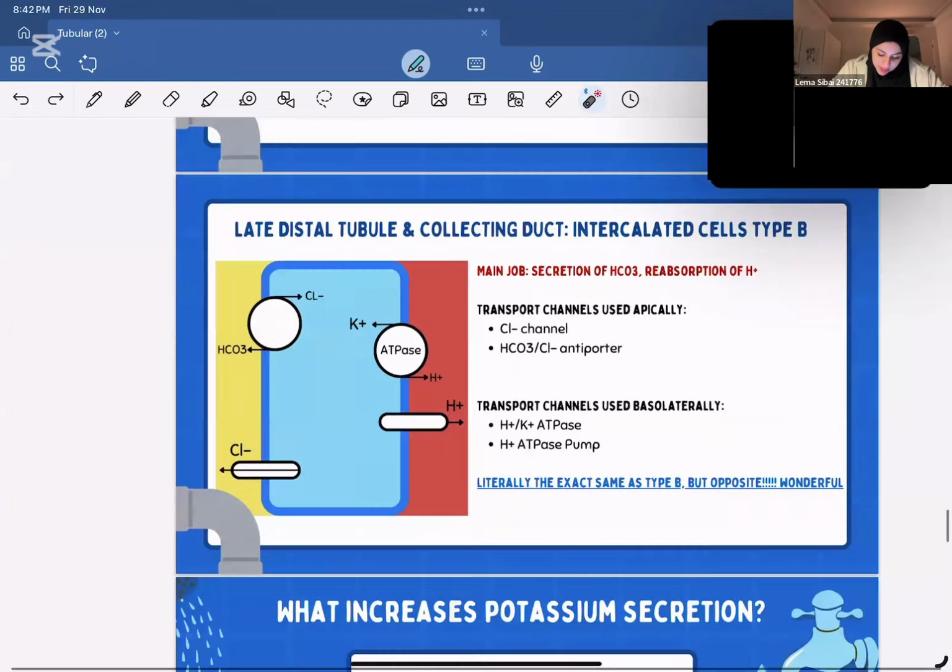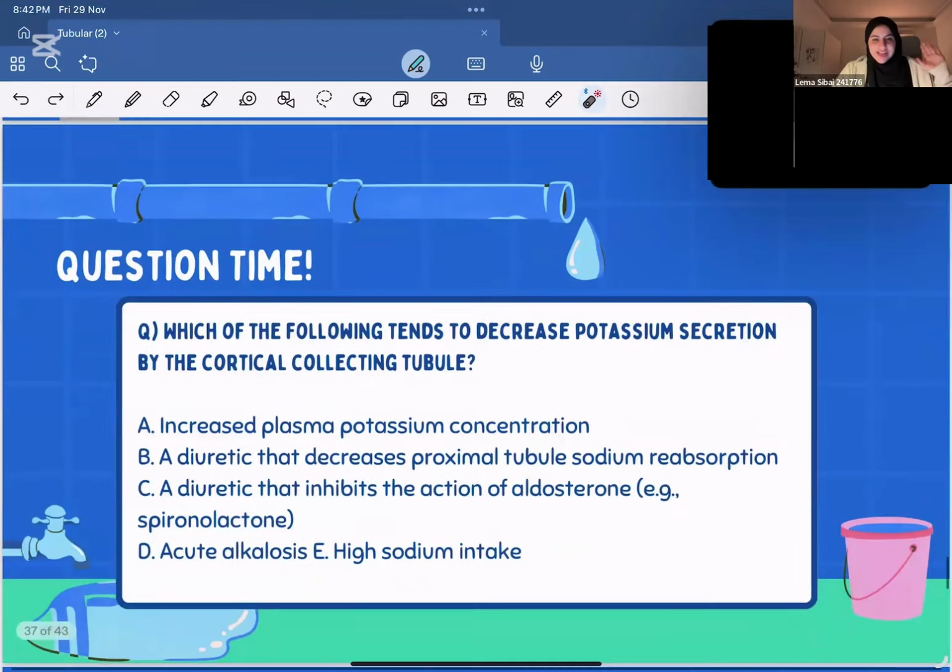Perfect. Okay, question time. Which of the following tends to decrease potassium secretion by the cortical collecting tubule? By the way, cortical collecting tubule means collecting duct, if I refer to it. It's part of the distal tubule. So which one decreases potassium secretion? Can anyone take a guess?